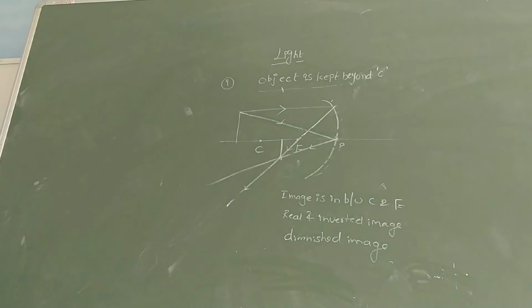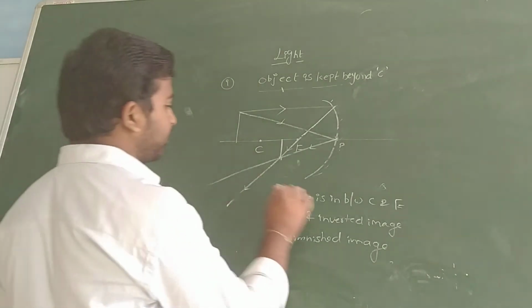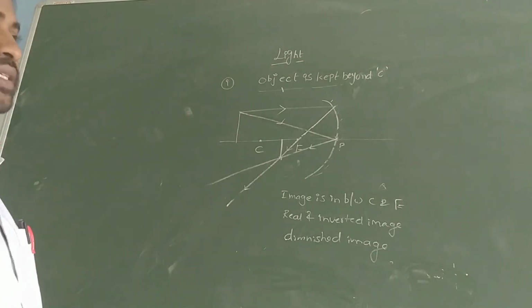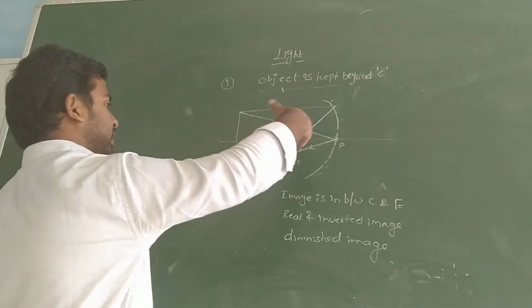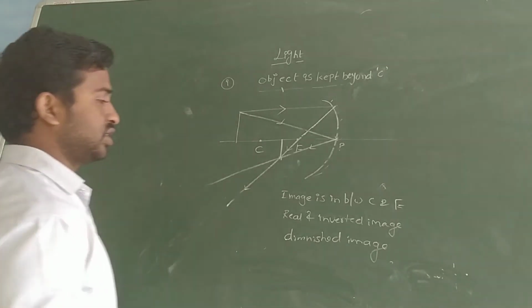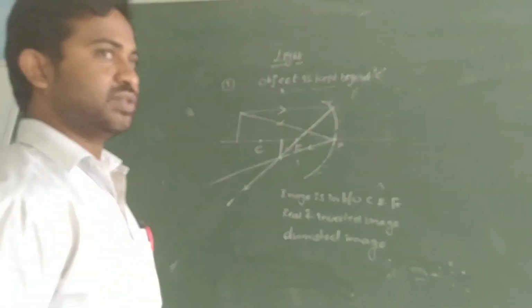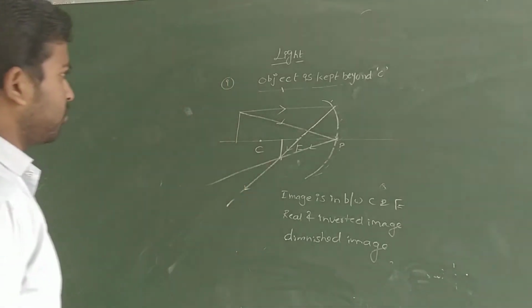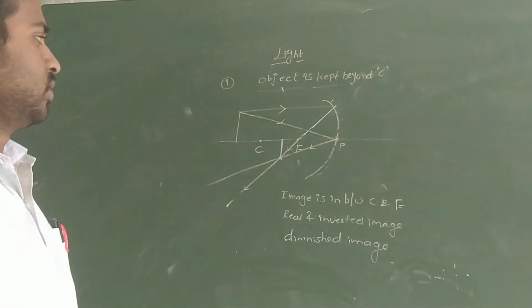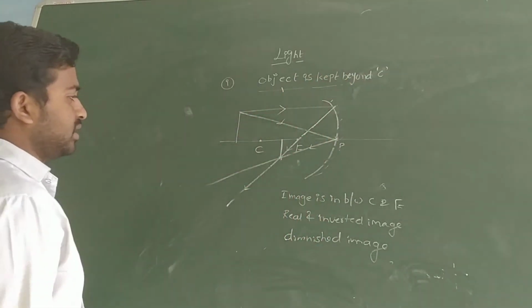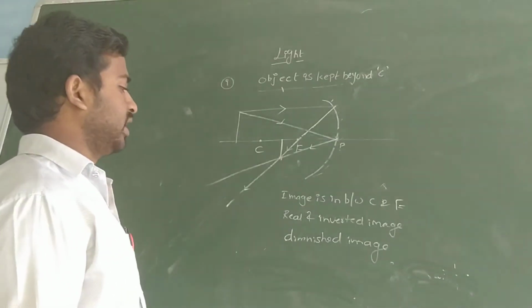You notice one thing here: all real images are inverted images. Whenever a real image is formed, we can say it is an inverted image. Whenever the rays really intersect, then compulsorily it forms an inverted image. And all virtual images are erect images only. How a virtual image forms, we can discuss. One virtual image is formed for a concave mirror, which I will discuss with you. So object is kept beyond C, image is in between C and F, real and inverted image and diminished image.